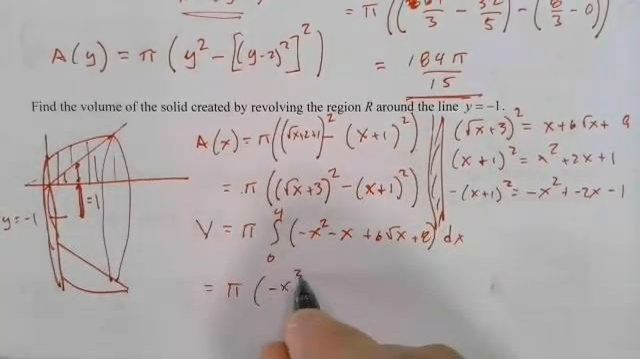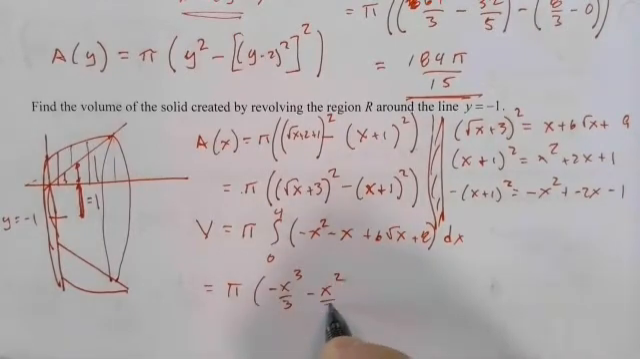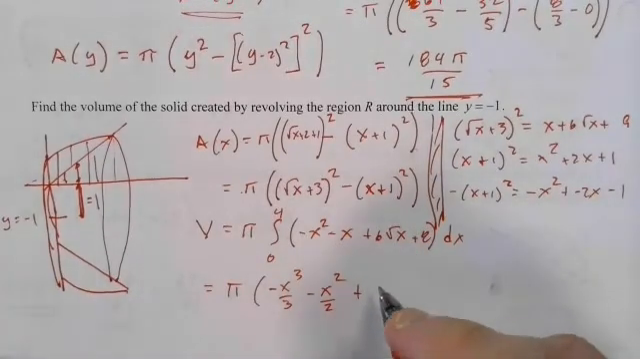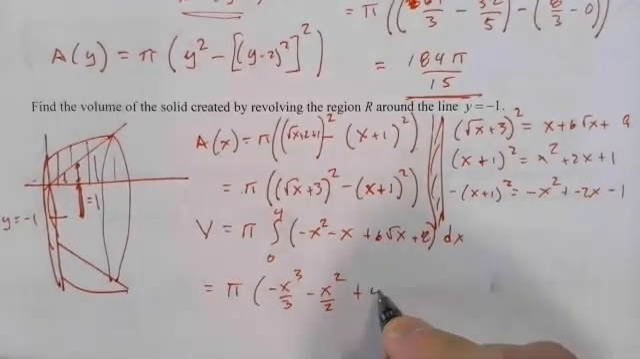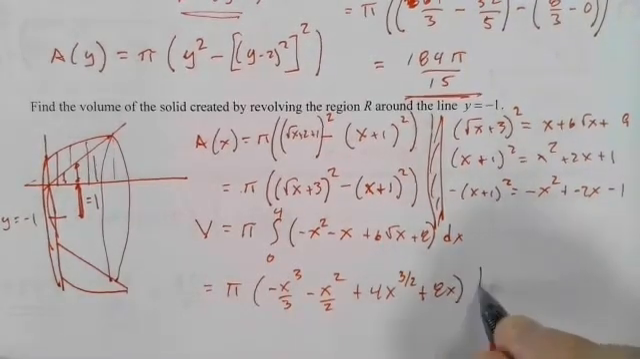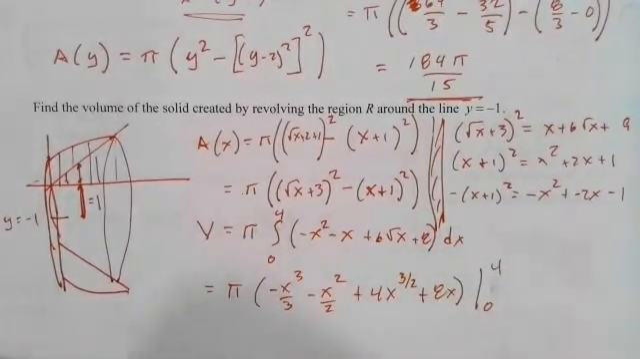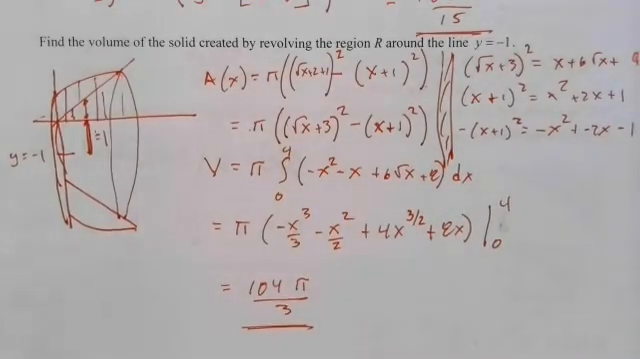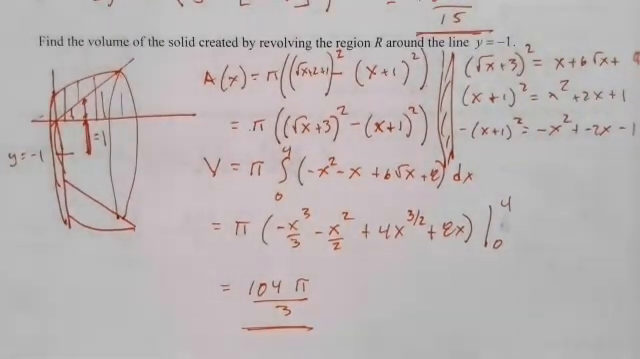Pi, negative x to the third over 3, x squared over 2, plus x to 1/2 is 3x to 2/3, 4. Wow, cool. 4x to the 3/2 plus 8x, 0 to 4, zeros all drop out, equals, let's cut to the chase, 104 pi over 3. That's pretty tricky stuff. Yeah, that's hard.